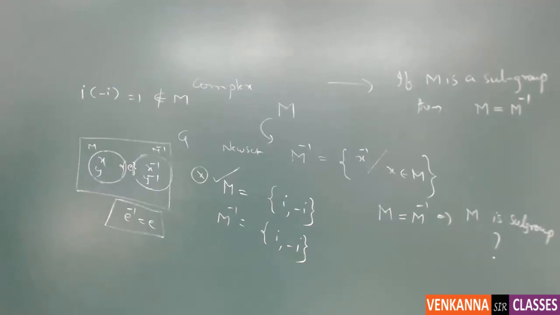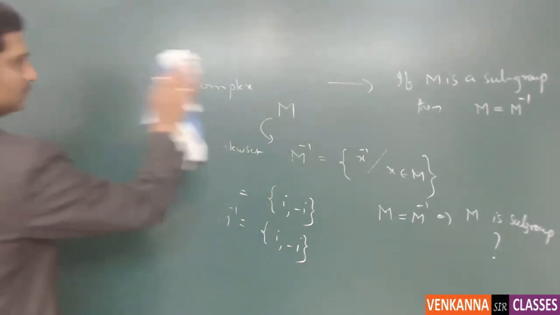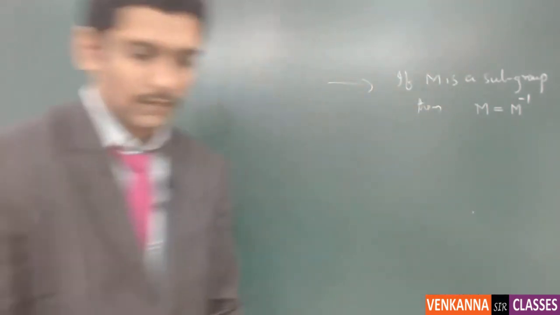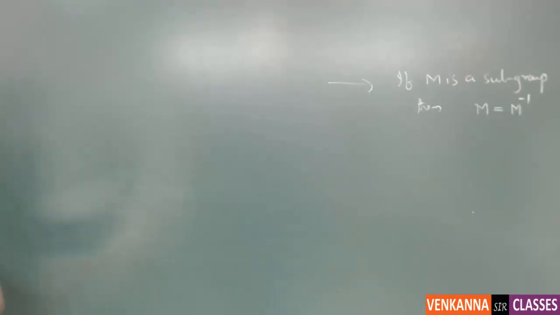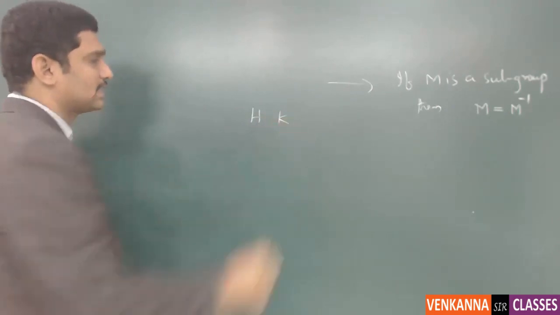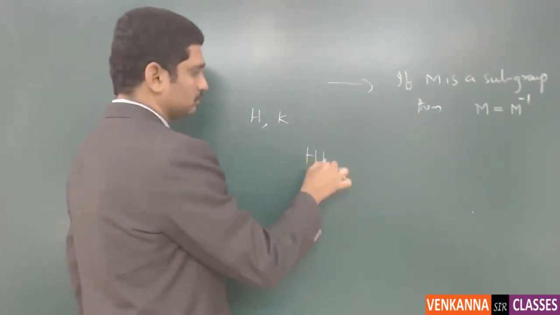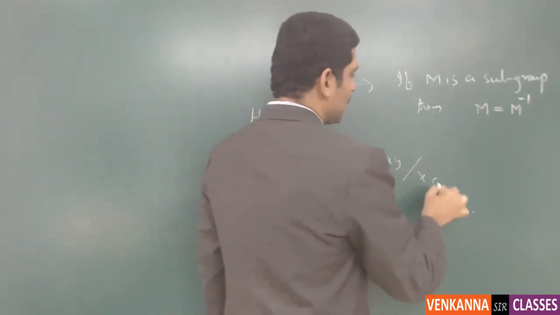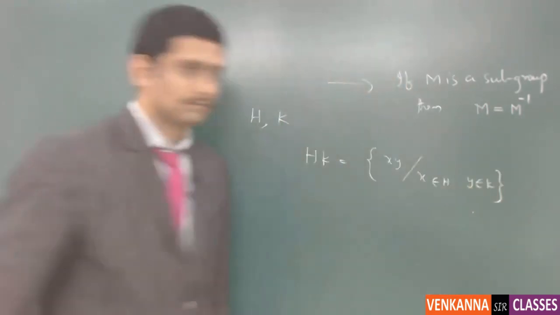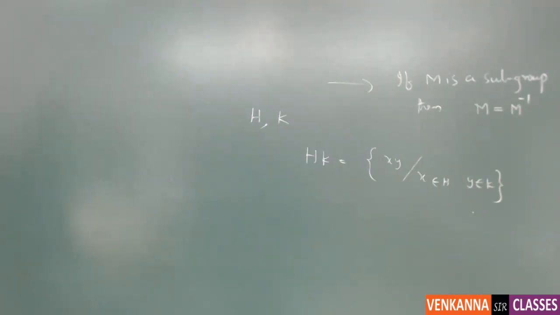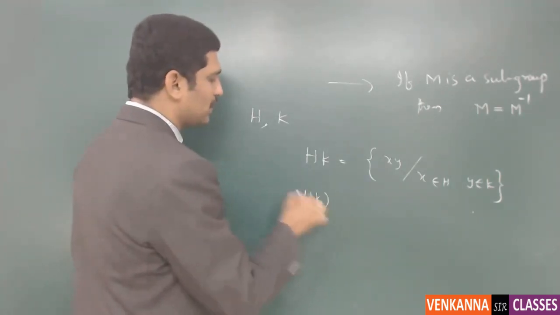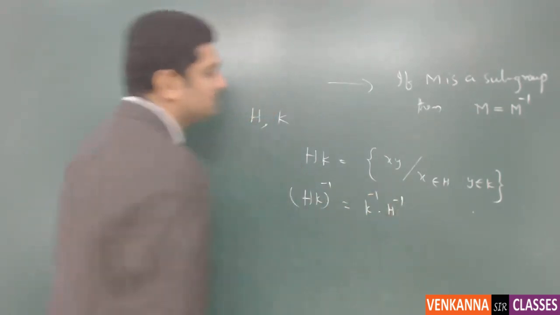Okay? Is it clear? Right. So the other result is, how do we multiply subsets? Say I have taken two sets, H and K. How am I multiplying them? It is nothing but the set of all xy such that x belongs to H, y belongs to K. So you take one element from the first set, one element from the second set, you simply multiply them. That's all. If you want to calculate the inverse of this set, HK whole inverse, it is nothing but K inverse H inverse.